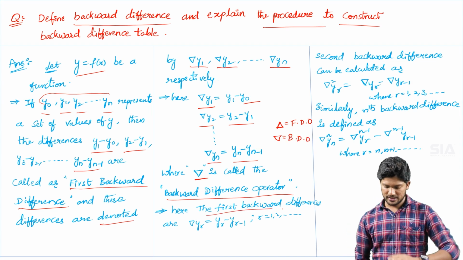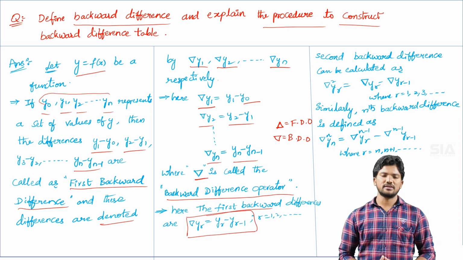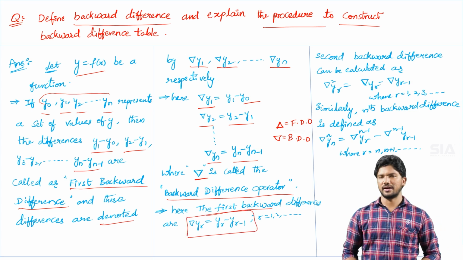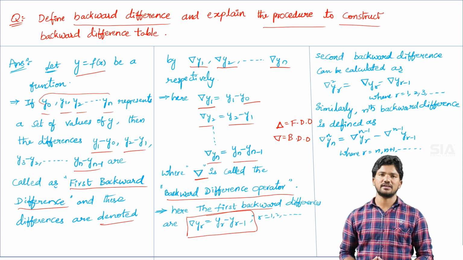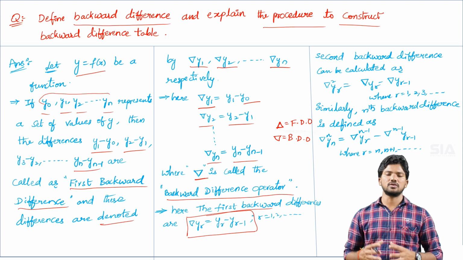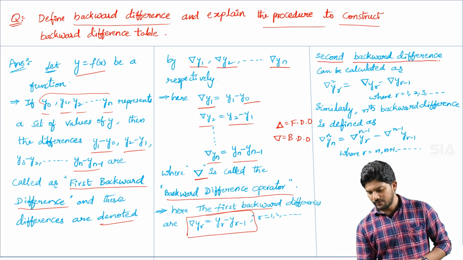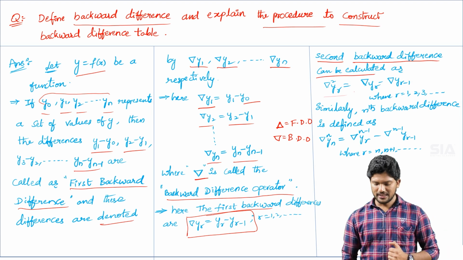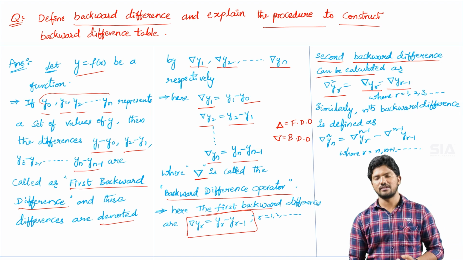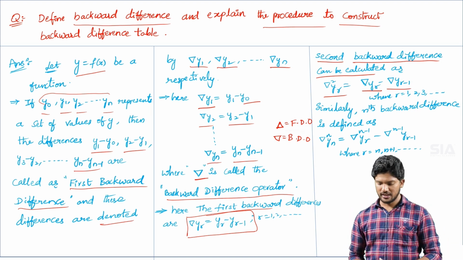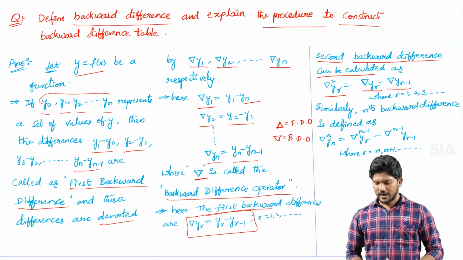So this delta is called the forward difference operator and reverse del is called the backward difference operator. The first order backward difference in general formula is given by nabla y suffix r is equal to yr minus yr minus 1, or del y suffix r is equal to y suffix r minus y suffix r minus 1 for r is equal to 1, 2 up to so on. Now second backward differences can be calculated as del square y suffix r is equal to del y suffix r minus del y suffix r minus 1. That is the general formula for the second order backward difference operator.